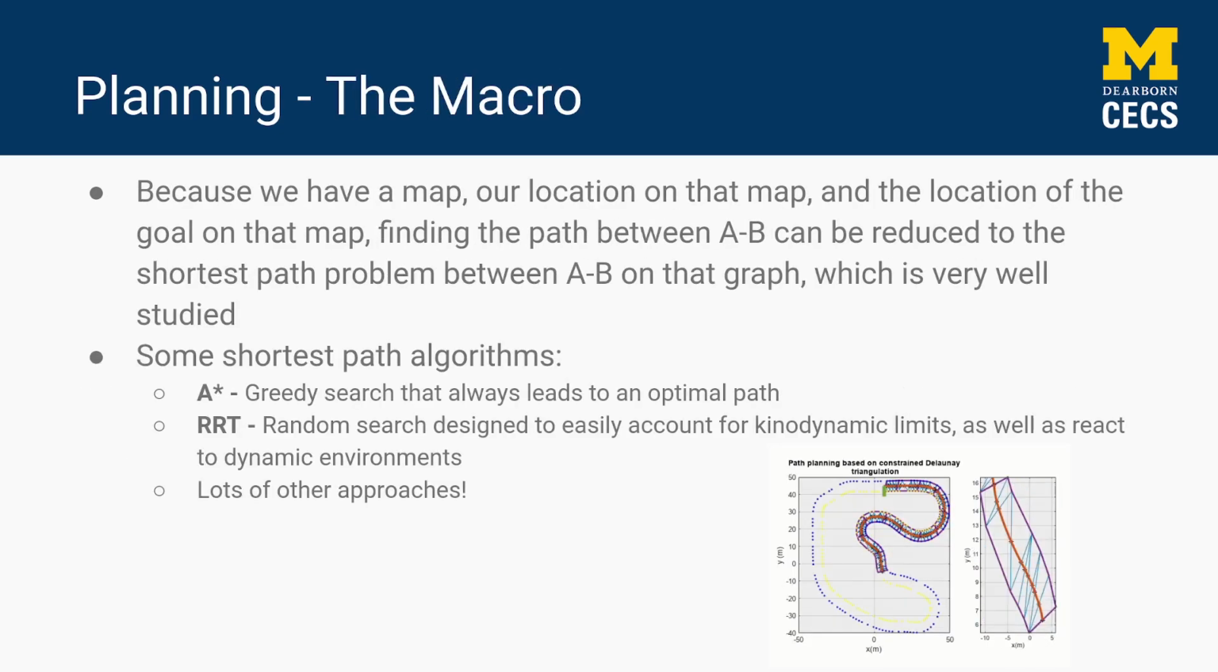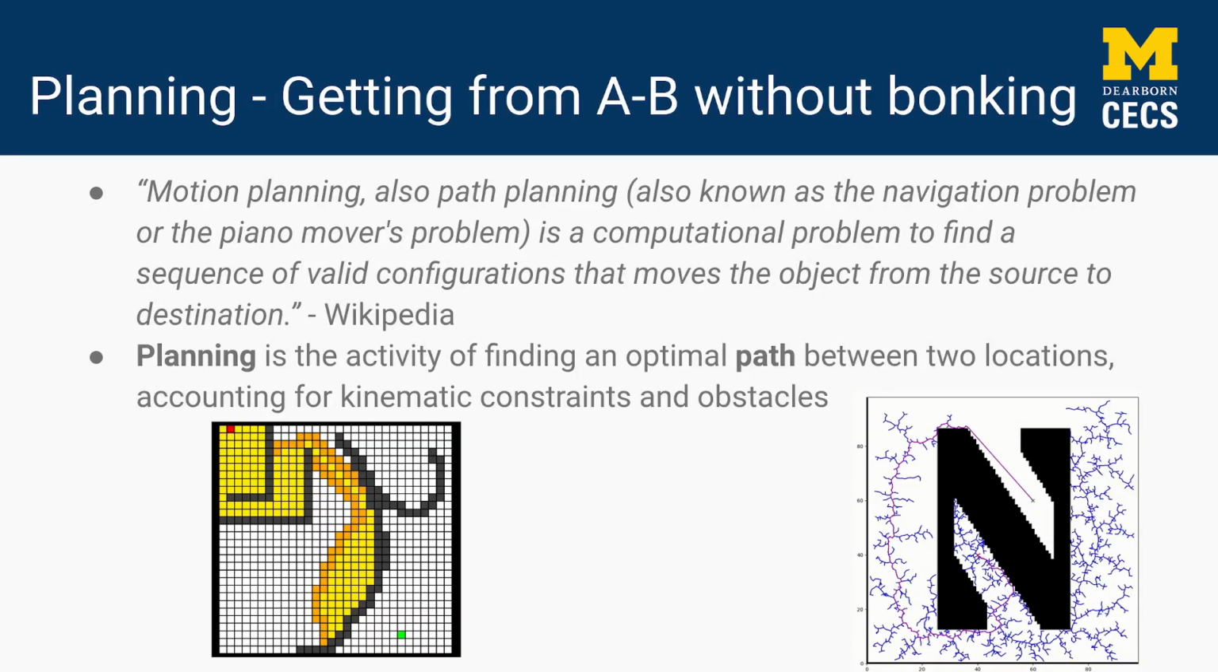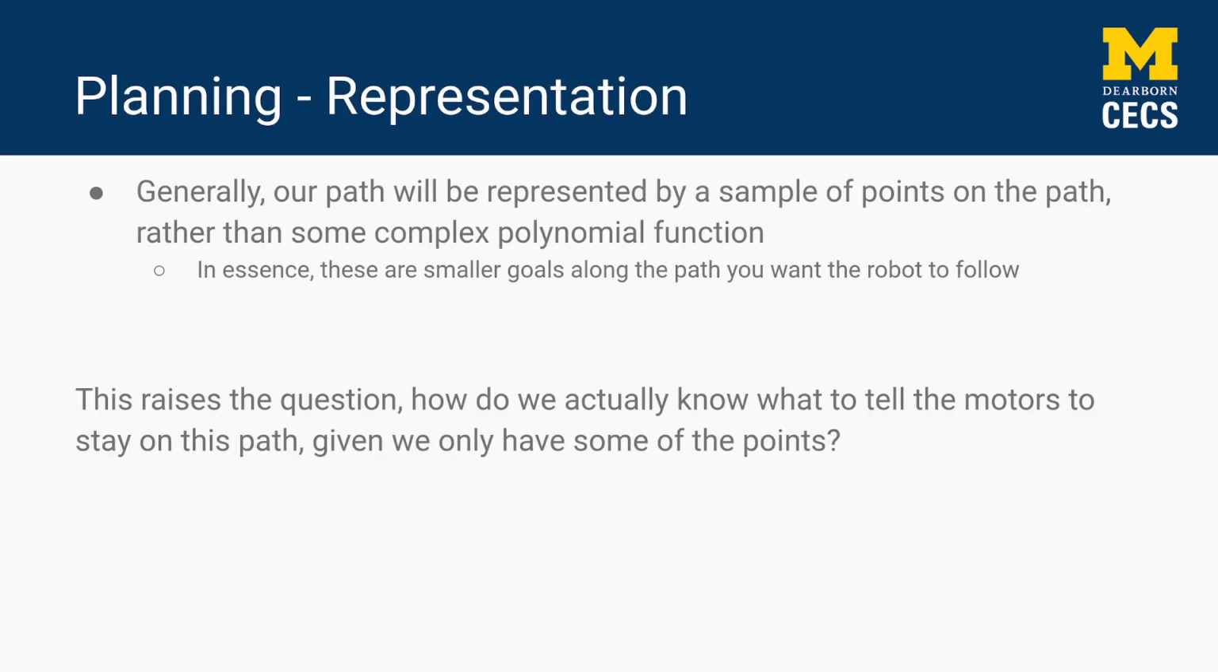Now, if you think about, say, this curve here, or less so A star but more RRT, how do we actually hold this? Because it's just a curve. We don't hold the polynomial of these curves. That would be ridiculous. Instead, we essentially just sample that curve and then store those points.